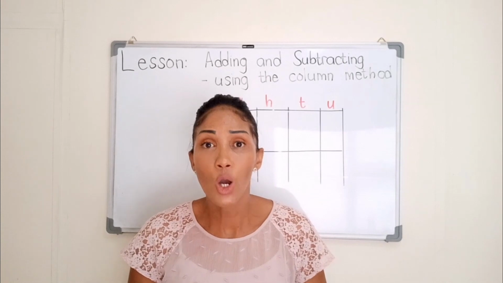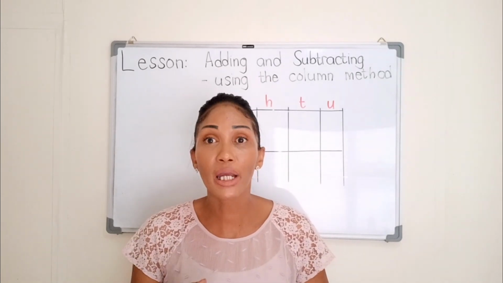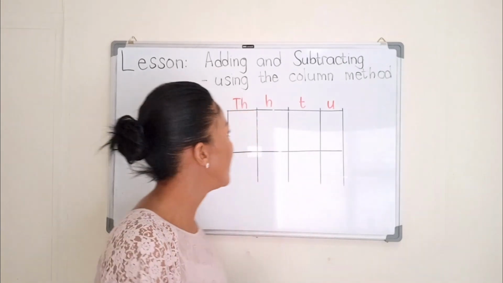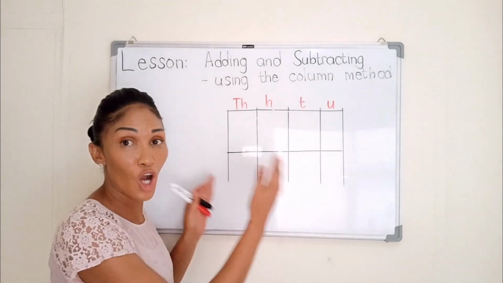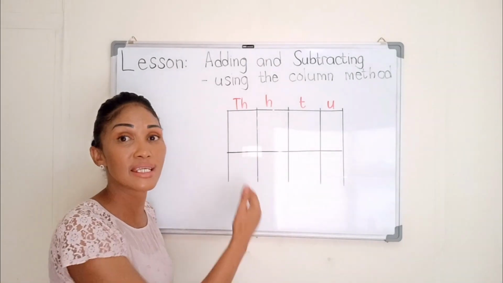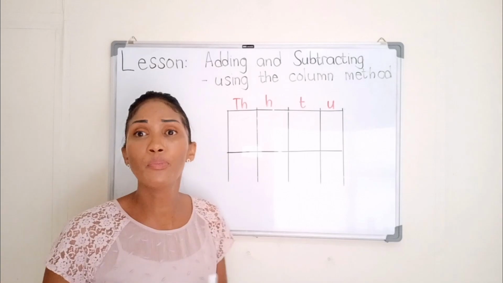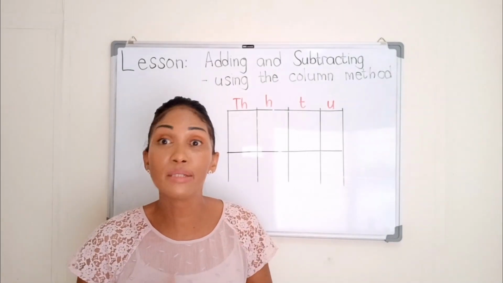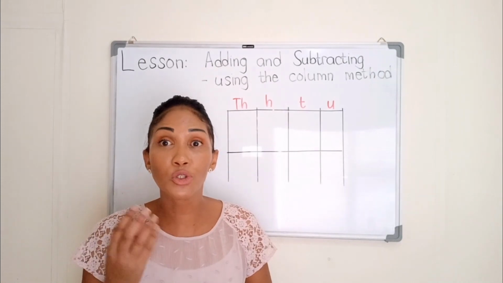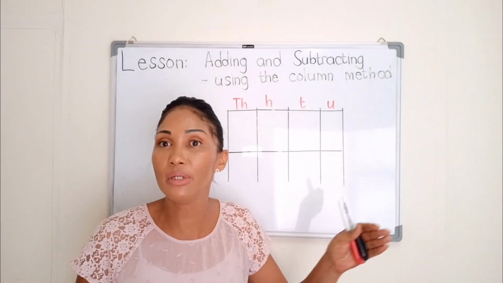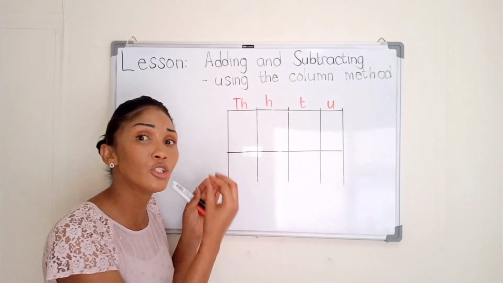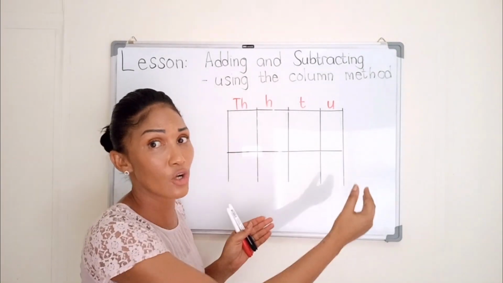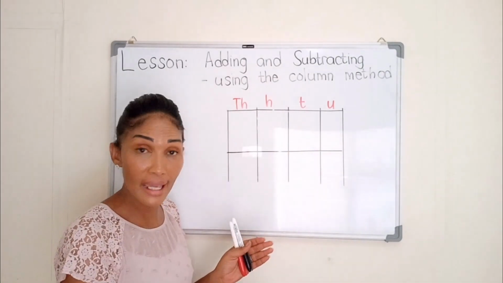So for today's lesson, we will be doing adding and subtracting by using the column method. Now as you can see on the board, I've got columns for thousands, hundreds, tens and units. As in the previous lesson that I did, we also did columns where we only did place value. So what we did was we took the digits and we put them in the correct column. Now what we're going to do today is put it in the correct column, but we're going to add them together.